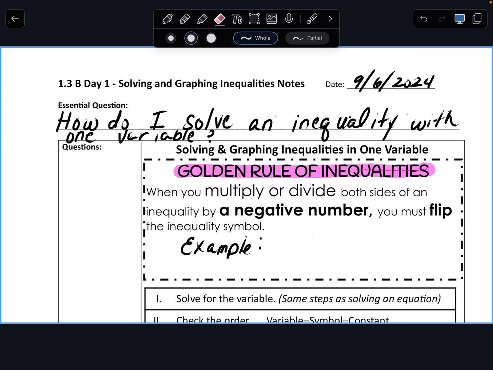Before you can solve an inequality, you have to be introduced to what's called the golden rule of inequalities. And that says when you multiply or divide both sides of an inequality by a negative number, you must flip the inequality symbol. So let's look at an example.